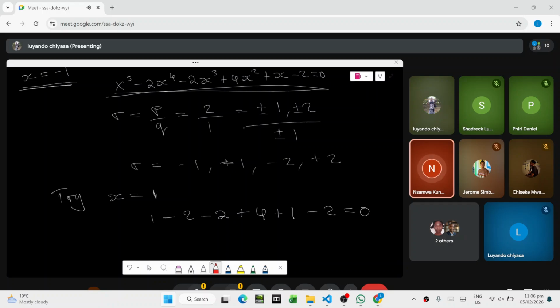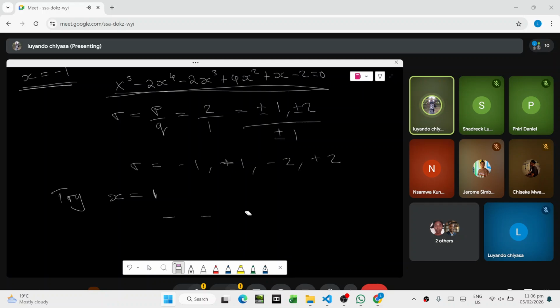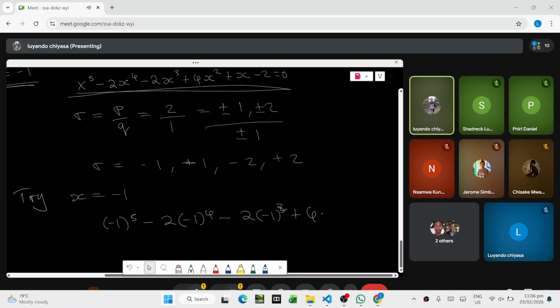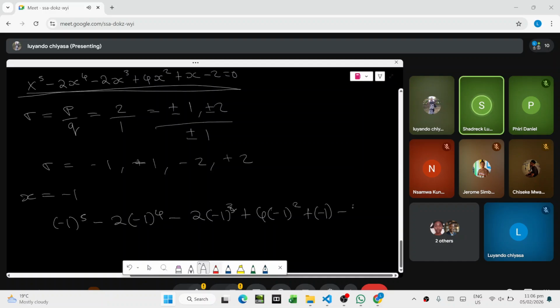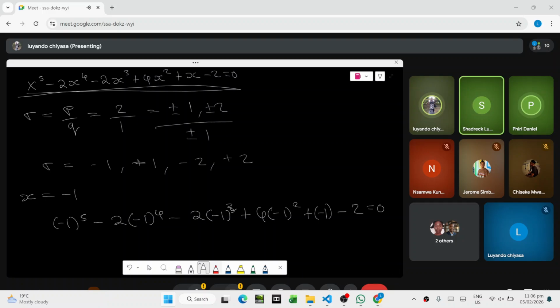X is equal to negative 1 is a factor. Okay, let's try that one according to Nsamo. When X is equal to negative 1, we'll get... One, yeah? It is a factor. 1 was also a factor.